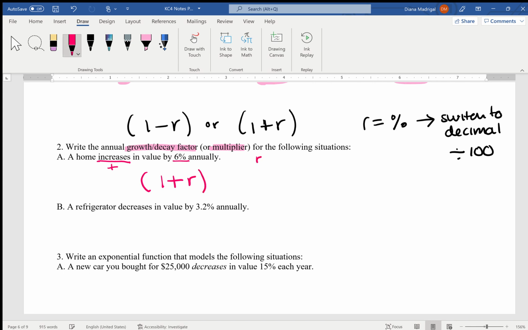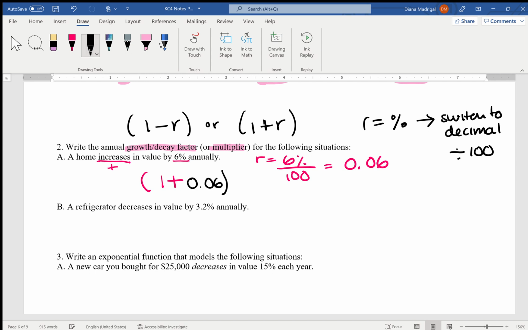In this case, r is 6%, and I just told you we need to switch it to a decimal, so I'm going to divide by 100. 6 divided by 100, okay? And again, you can do this on the calculator, there's no biggie. So 6 divided by 100 is actually going to be 0.06. That's the number I'm going to plug in for r. So here we go. I'm going to delete my r there, because it was plus r, 0.06.